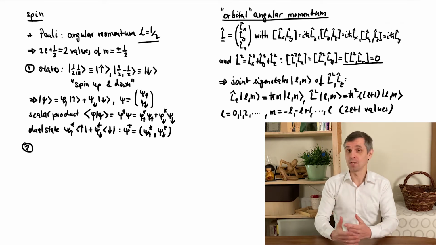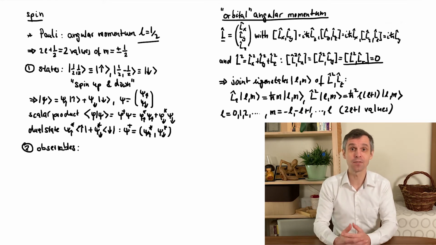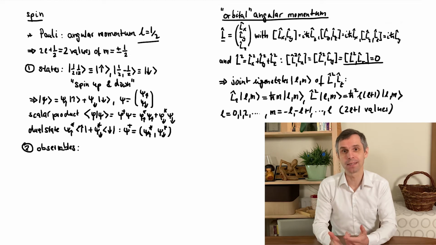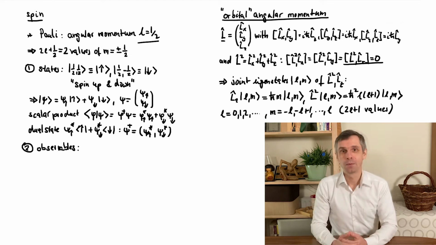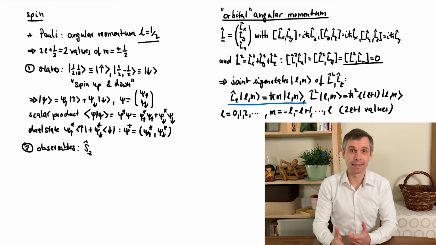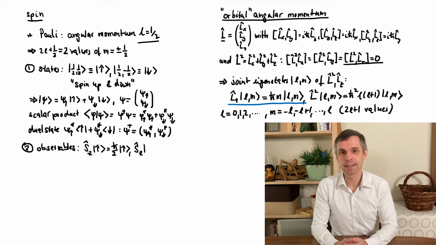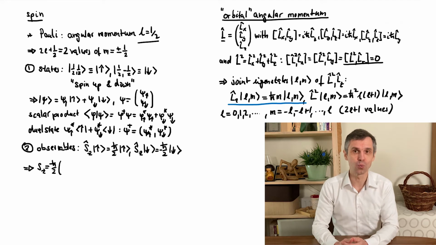Now, as for our observables, we denote them by S, not L, to emphasize that this is an intrinsic feature of our quantum system, independent of its orbital motion. We need three 2x2 matrices, one each for the three different components. As that is easy, spin up and spin down need to be its eigenstates. So this turns out to be a diagonal matrix, and the diagonal elements must be the corresponding eigenvalues, which are plus or minus ħ over 2.